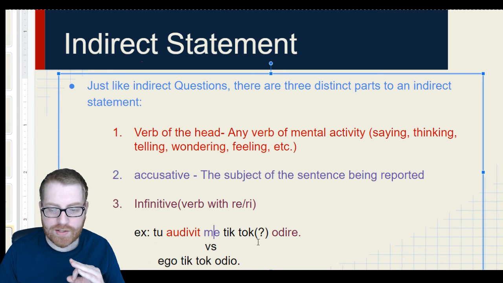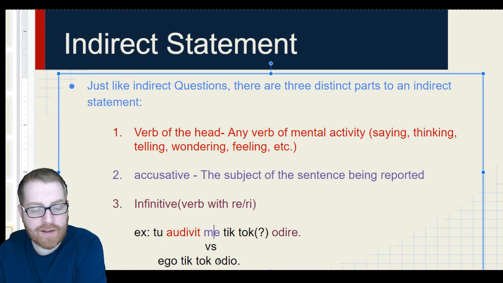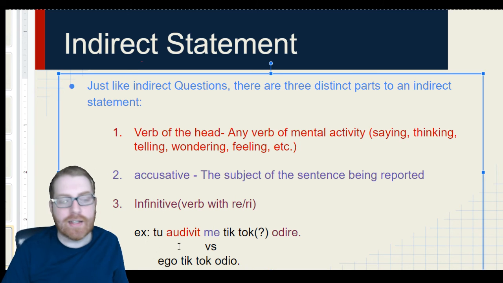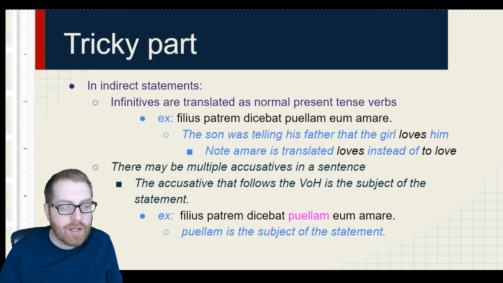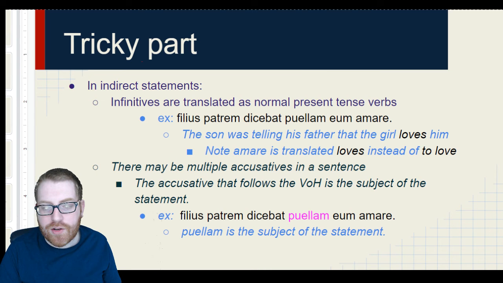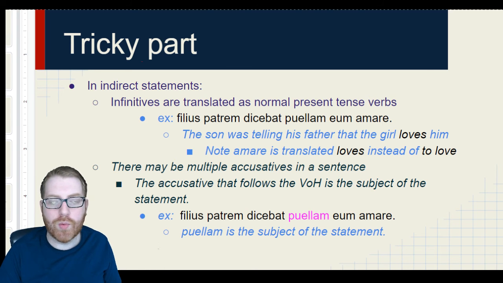I did not translate this to hear. I said, you heard that I hate TikTok. That's important. All right. And this is different from a direct statement. If I just wanted to tell you I hate TikTok, I would say ego TikTok odi. Again, I don't know how to put TikTok into the accusative, so I just kept it the same. All right. So the tricky parts I just talked about. In indirect statements, infinitives are translated as normal present tense verbs. That's the hard part. A lot of you are going to want to translate the infinitives as to blank because that's what you've been doing for a long time. But in an indirect statement, that's not how they go.